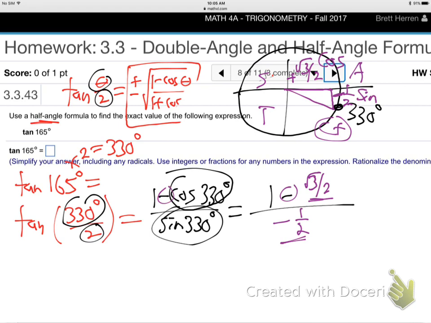We good there? So we get to here, and now, 1 minus root 3 over 2 over negative a half. You guys good to there? Now, can you simplify that? Let me give you a second. It's really valuable that you can take that now and simplify it.